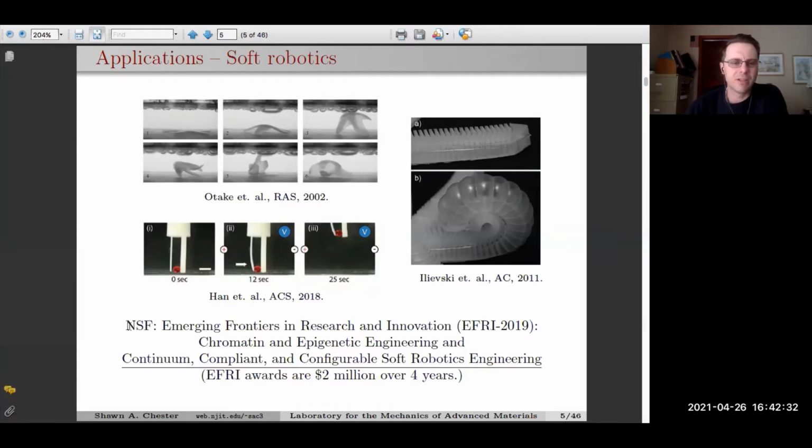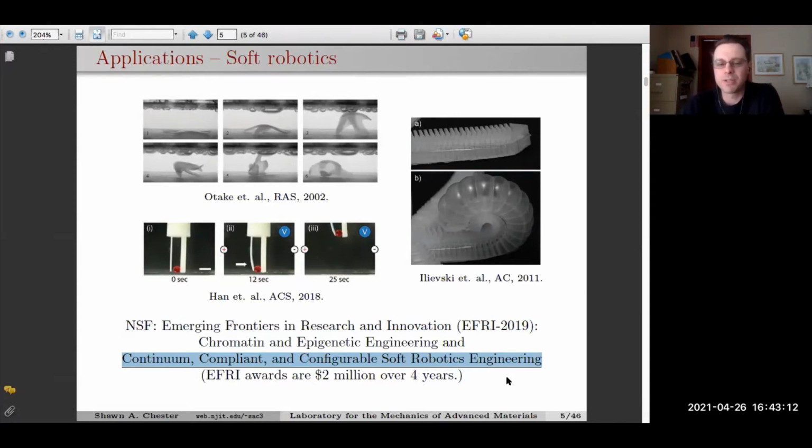And I guess it's 2 years ago now, the US National Science Foundation has a program called Emerging Frontiers in Research and Innovation. And these are outstanding, new, emergent future ideas, and they do two of them every other year. In 2019, they did, I don't know what this means, chromatin and epigenetic engineering. It's probably something biological. But the other one that I've underlined here is continuum compliant and configurable soft robotics engineering.